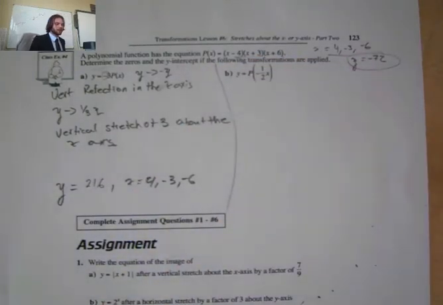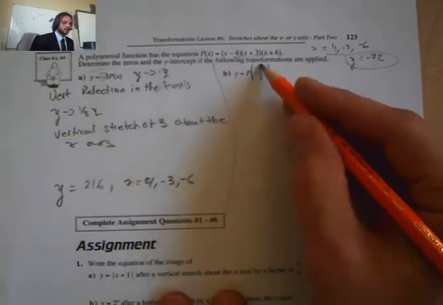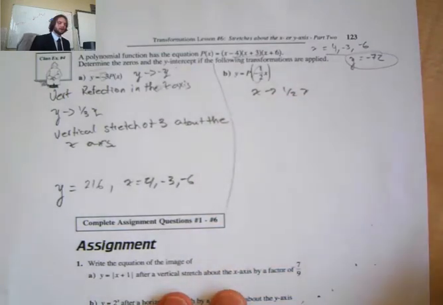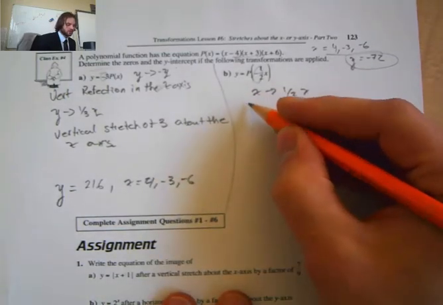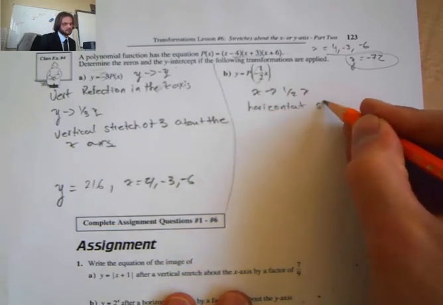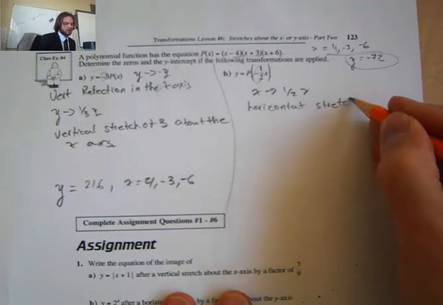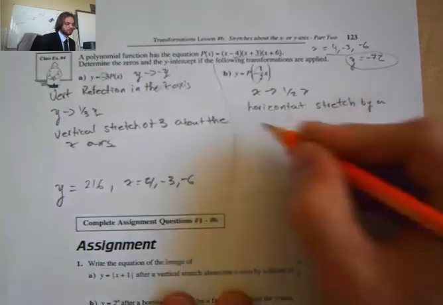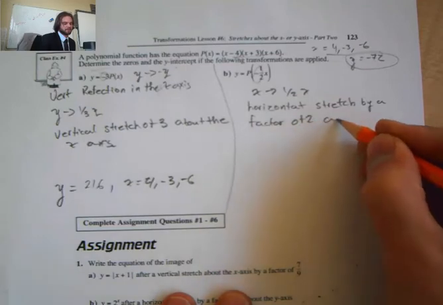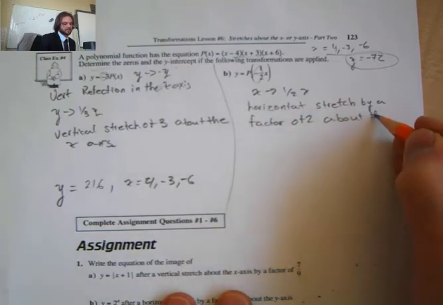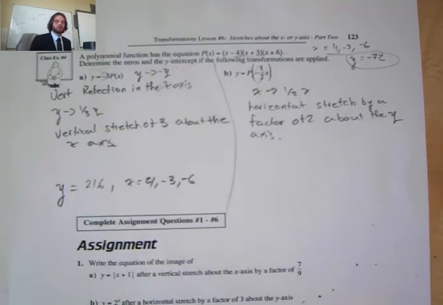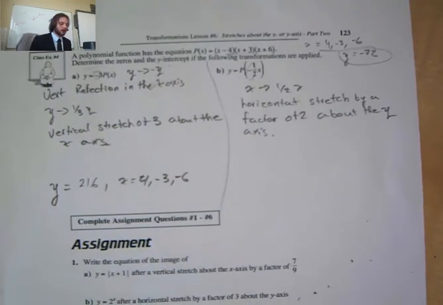Okay, let's take a look at b. So here, x is replaced with 1 over 2x, which means we have a stretch by a factor of 2. Okay? So that's what we have. Horizontal stretch by a factor of 2 about the y-axis.